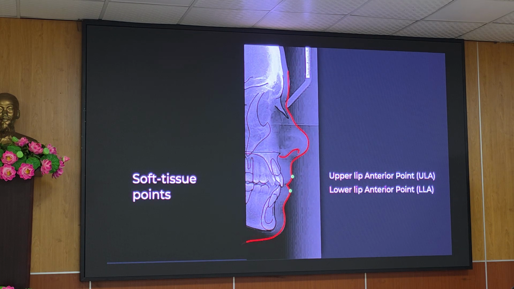Then we have the similar point, but on the lower lip. Instead of the upper lip it is the lower lip, but the point definition is just the same. The lower lip anterior point is LLA.